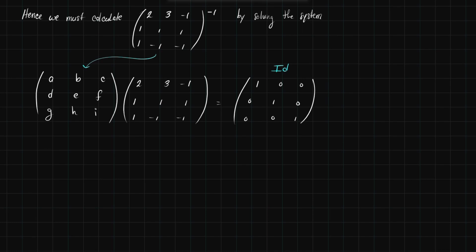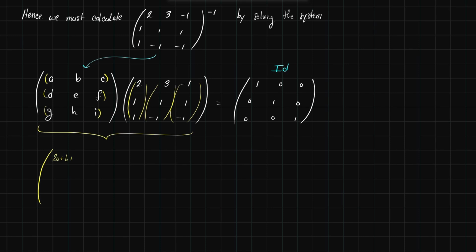Okay, so to do that, we just have to perform the matrix multiplication on the left. So we're going to consider every term on the left as a row, and every term on the right as a column. And then as always, we perform all inner products of rows with columns to arrive at ABC on 2, 1, 1 is 2A plus B plus C.